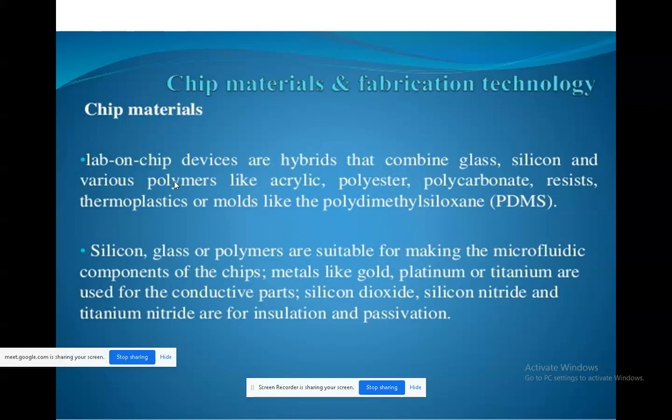So silicon dioxide, silicon nitride, and titanium nitride are used for insulation and passivation. So for the non-conducting type, you are going to use silicon dioxide, silicon nitride, and titanium nitride.